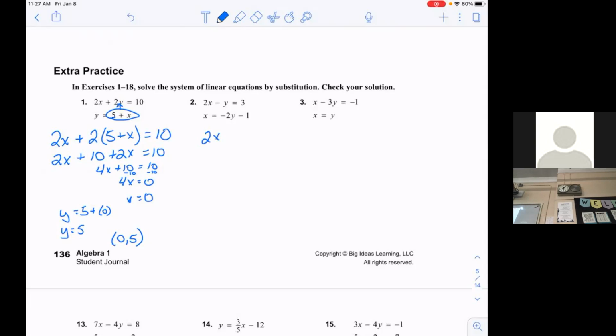We have 2x. I'm going to back up. I'm going to use a different color. So when we substitute, we want one of my variables isolated. So in the first few here, this is nice because x is isolated, x is by itself. So this is what I'm going to substitute with. So we're going to take negative 2y minus 1, and we're going to close it in for x. So my next line is going to be 2 times (negative 2y minus 1) minus y equals 3.